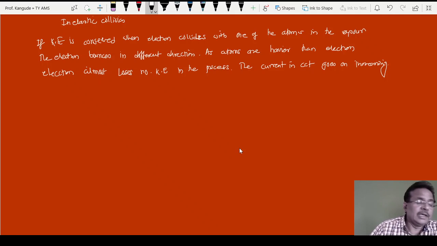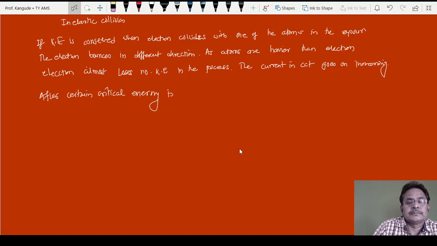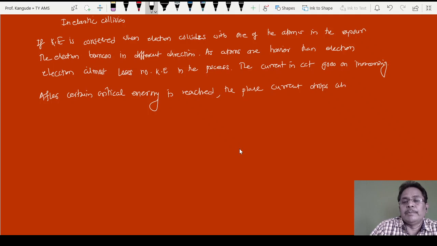This current goes on increasing until a certain critical energy is reached. After a certain critical energy is reached, the plate current drops abruptly. Abruptly, very quickly, this current decreases.